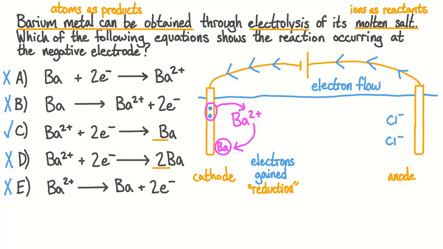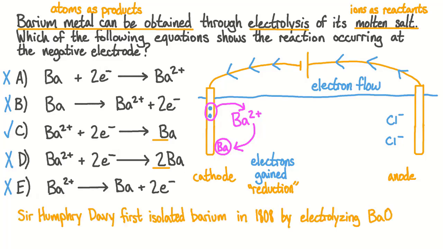Electrolysis is one way to isolate pure metals. In fact, barium was first isolated by British chemist Sir Humphry Davy in 1808 when he electrolyzed molten barium oxide. So, when we obtain barium metal through electrolysis of its molten salt, the equation that shows the reaction occurring at the negative electrode is choice C. A barium ion plus 2 electrons produces a barium atom.